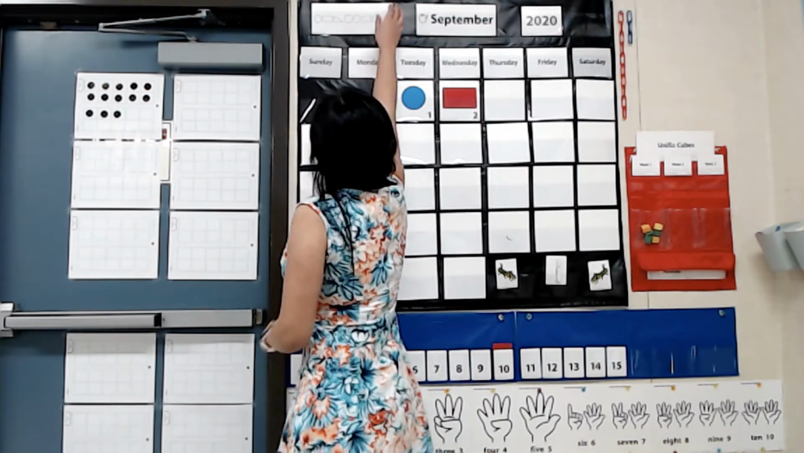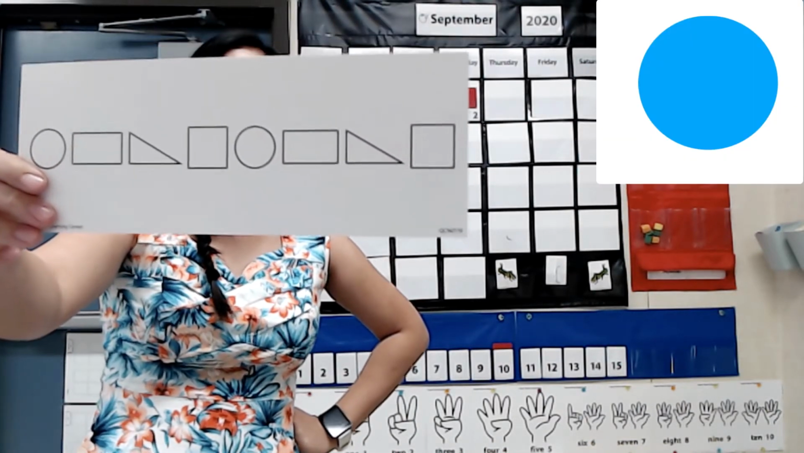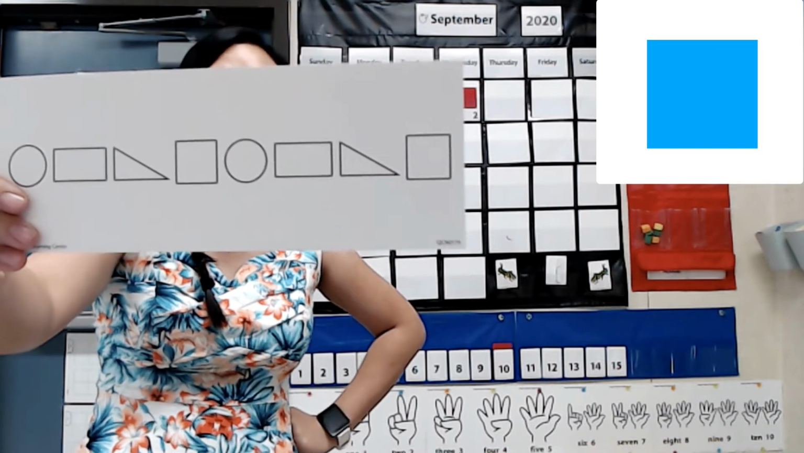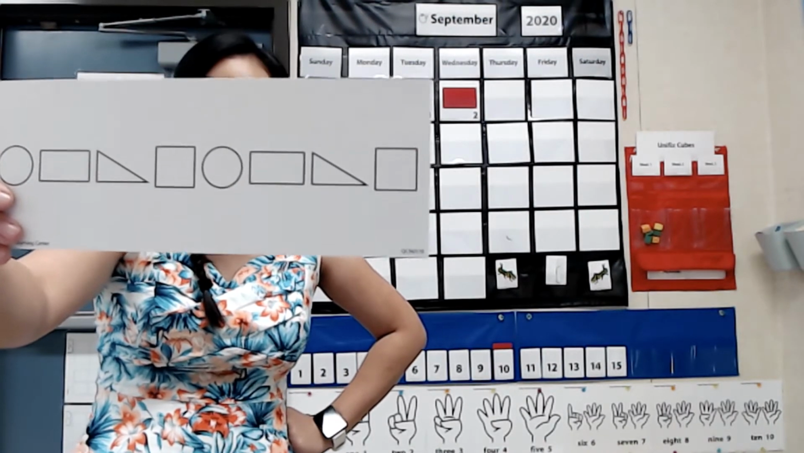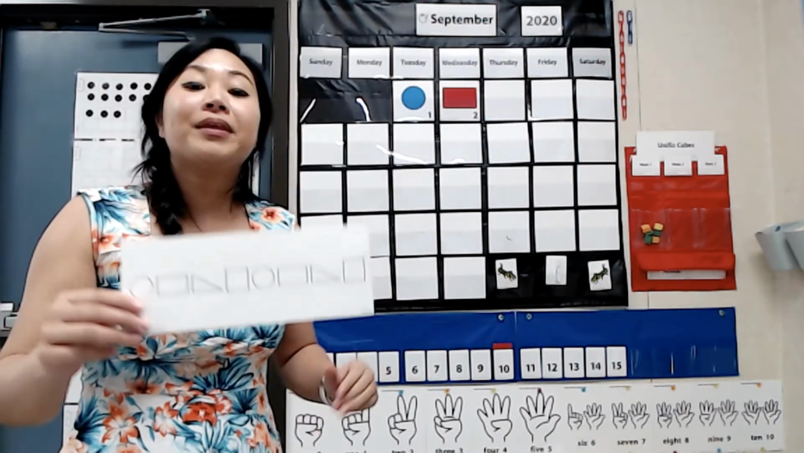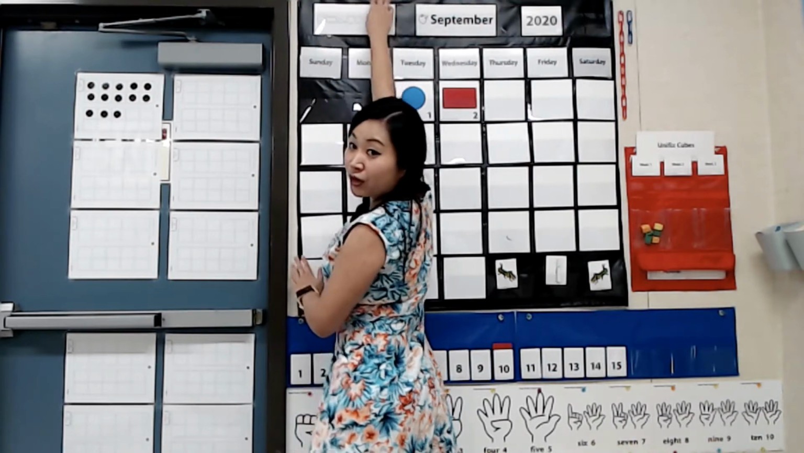Now let's look at our pattern strip again. Remember, we talked about how we see a row of different shapes. A circle, a rectangle, a triangle, and a square. For the month of September, your job will be to make a prediction, or a guess, about what shape will be on the card. Now, today is the third day of September. It is September 3rd, 2020. What do you think the shape of today might be?